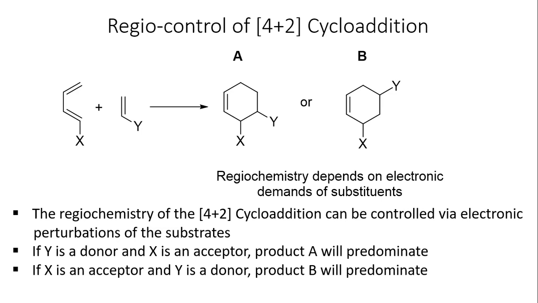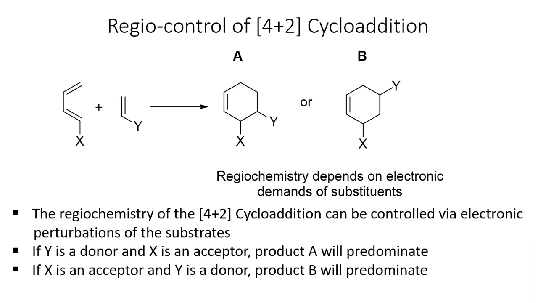And that is something that's also been studied. We're going to talk about that. I don't know if we'll get to the inverse demand today, but we'll definitely have an opportunity to talk about it. But for the regiochemistry, you can control it by perturbing either of the substrates by changing their electronics. And again, if Y is a donor and X is an acceptor, then you're going to see product A predominate.